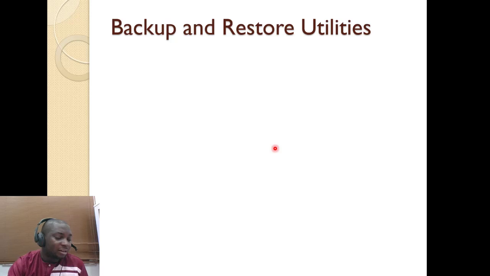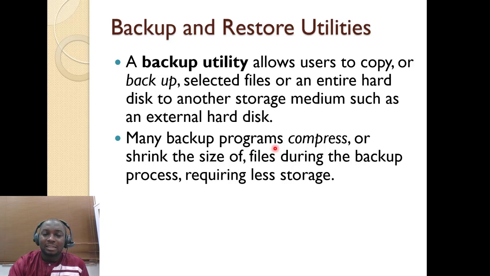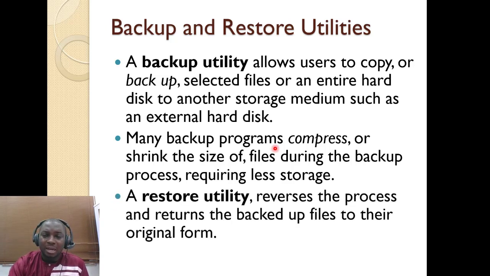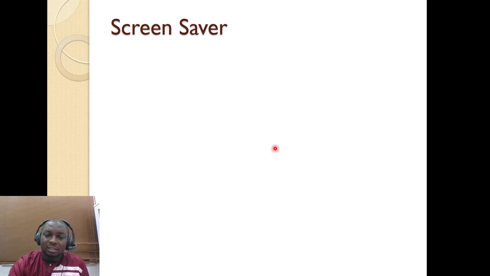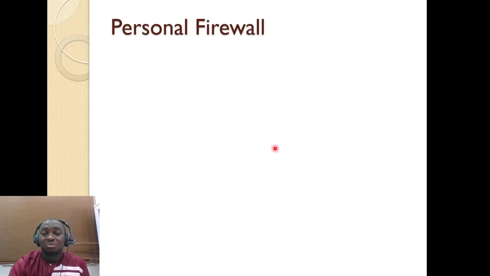Then backup and restore. You can back up your machine, your content, and then restore. It allows the users to copy and back up selected files onto other hard disks, or even the entire hard disks. Okay, so there are many programs which are used, like shrinking, and then you read all the components from your machine. We have screensavers. These are all utility programs to change your screen to look a little bit more professional.